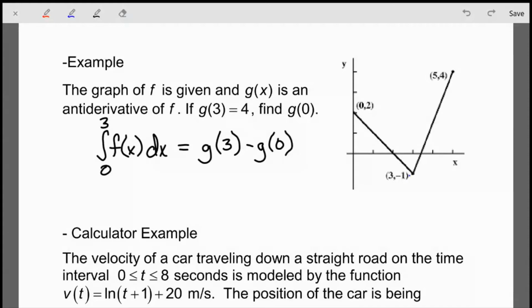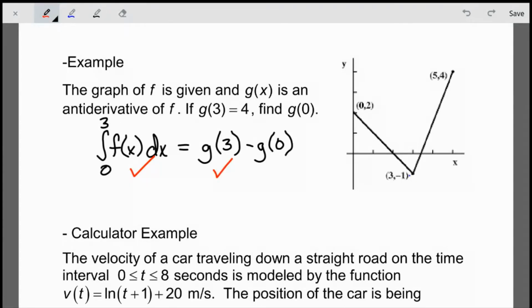Now, noting that I have this idea from the second part of the fundamental theorem of calculus, I can just think about what parts of this I know and what parts I can find. Well, looking at the graph, I can get the integral from 0 to 3 of f of x dx because I've got this graph to work off of. So I'm going to put a check here. That's a quantity that I can find. And I also know what g of 3 is, and they asked us to find g of 0.